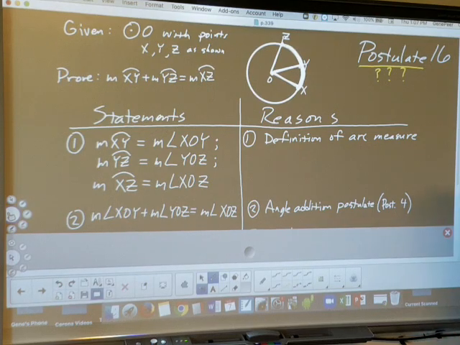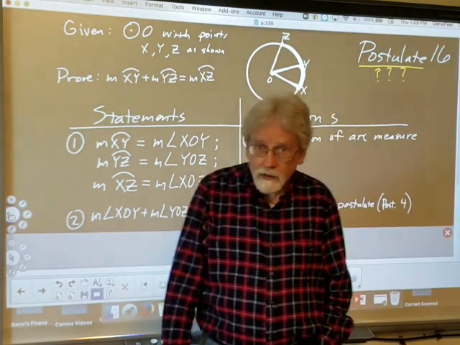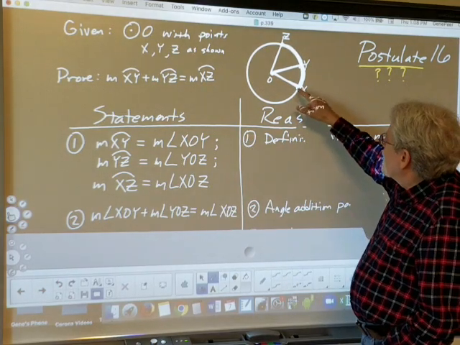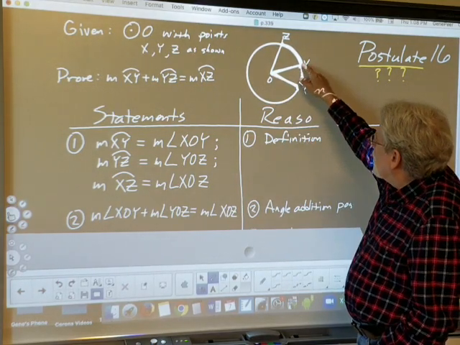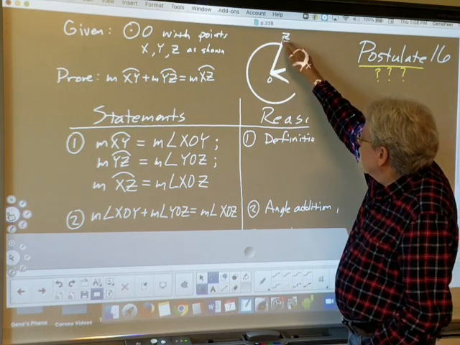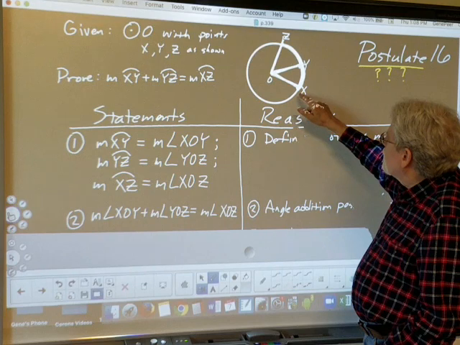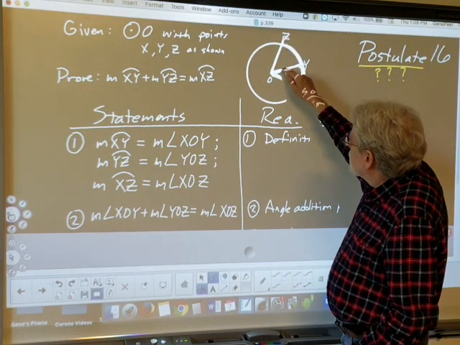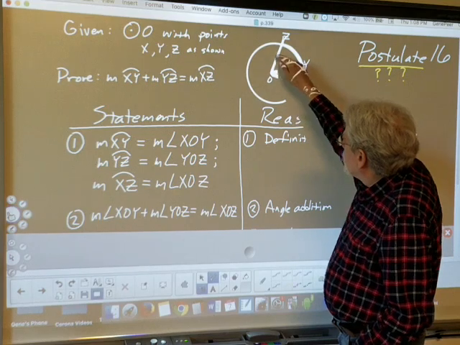Now, statement 2. If you remember chapter 1, you'll probably remember that the measure of angle XOY plus the measure of angle YOZ must be equal to the measure of angle XOZ. This angle measure plus that angle measure has to equal the whole thing.